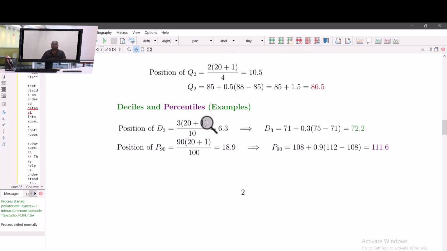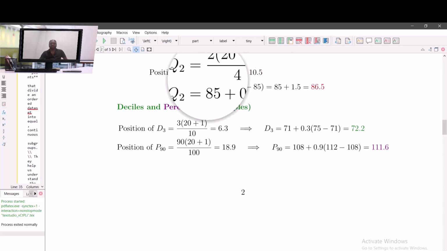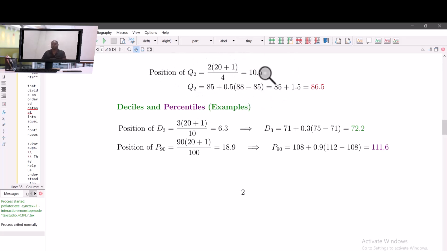To find the second quartile position, we follow this formula, where i is 2, the second quartile, times 20 plus 1, where 20 is the number of observations, divided by the quartile type, which is 4. So this is the position for the second quartile. 10.5 is the position for the second quartile.